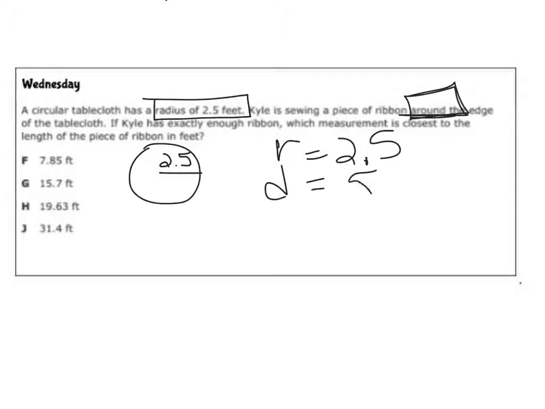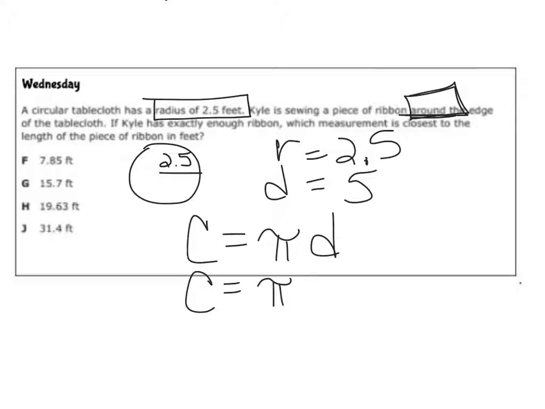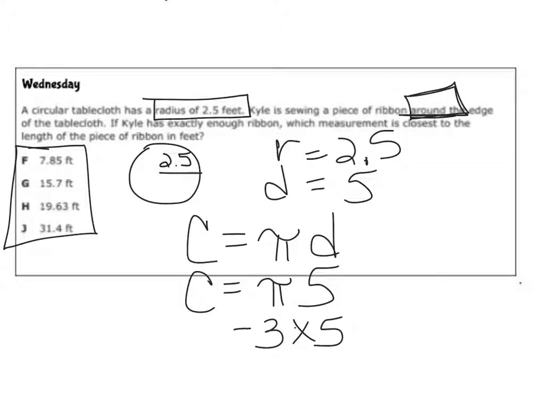5. Okay, so now, like I said, we're looking for circumference, and that's pi times d. And that is in your formula chart. So then we don't know circumference. We're going to leave pi as pi and put 5. Now, is 5 pi here? No. So then that means I need to do times 3. Now, I am going to do times 3 just to estimate. So 3 times 5 is 15.